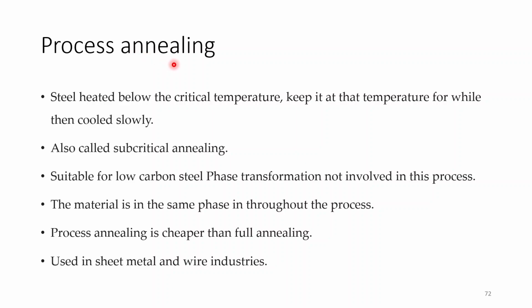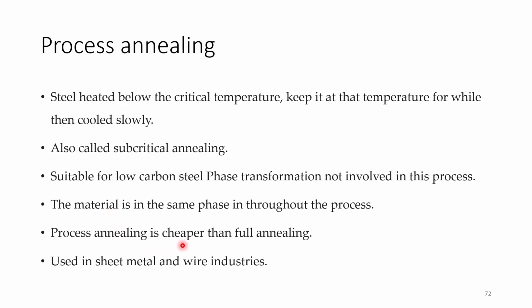Then we have process annealing. In this case, a steel is heated below the critical temperature and then kept at that temperature for a while, then cooled slowly. It is also called subcritical annealing. It is suitable for low carbon steel. Phase transformation is not involved in this process. The material is in the same phase throughout the process.